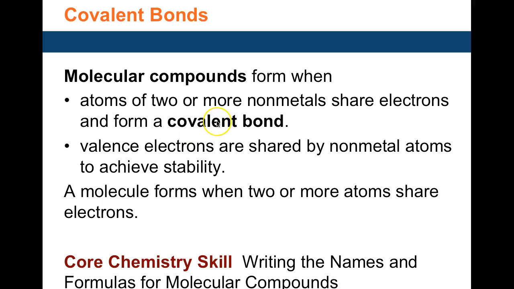So molecular compounds form when there are 2 or more non-metals and they're sharing electrons to form what is called a covalent bond. So the covalent bond is formed by sharing of electrons. Those valence electrons are shared equally, so as to give each of the atoms an octet and stability. All right.